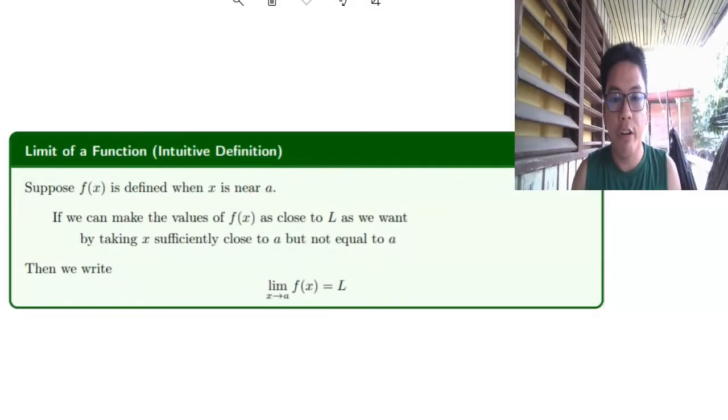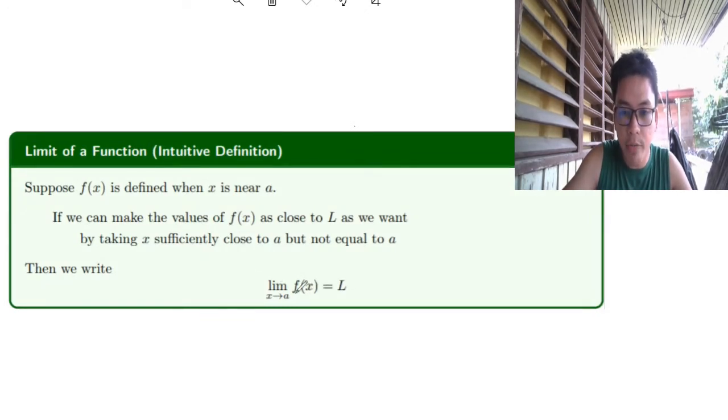Okay, so now let us talk first about the intuitive idea of a limit of a function. It says here that suppose we have a function f of x defined when x is near a. We can make the values of f of x as close to L as we want by taking x sufficiently close to a but not equal to a. And then we write this symbol. That's the limit of the function f of x as x approaches a, and that is our L.